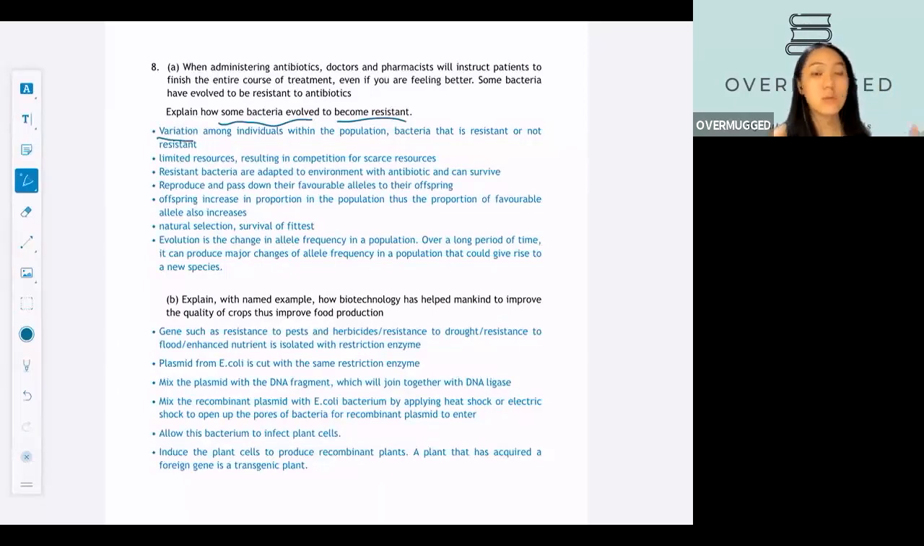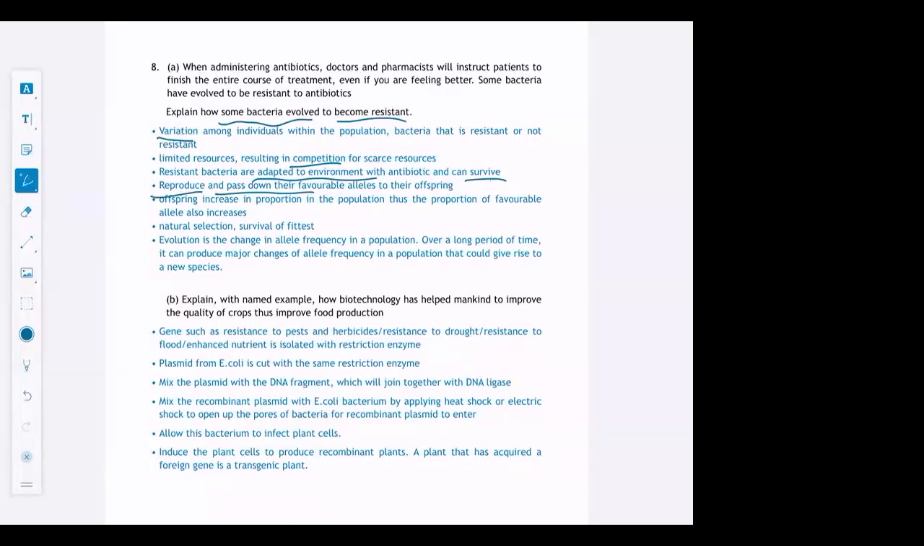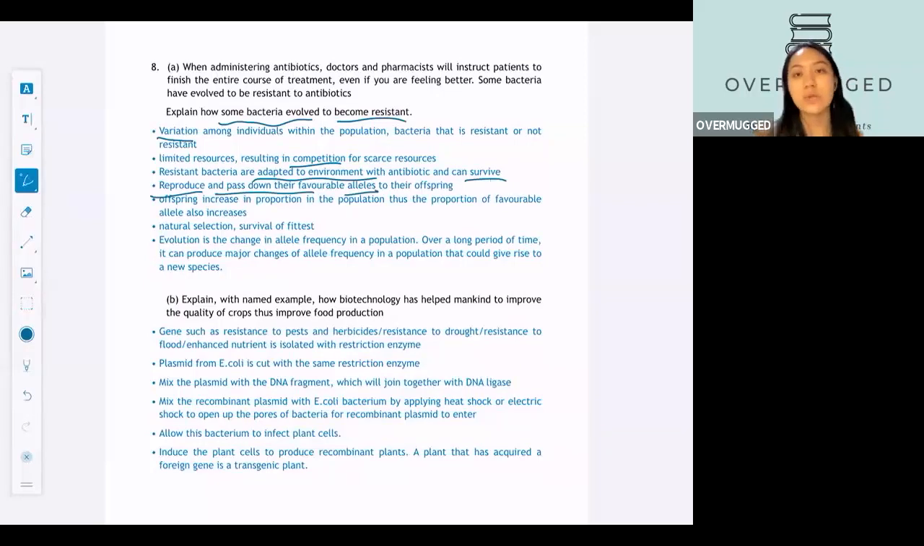Variation within population, the first part is variation, and then there is limited resources resulting in competition. So when there's variation, there will be different types, right? One is bacteria that's resistant, one is bacteria that's not resistant. So in this competition for limited resources to survive, the resistant bacteria will definitely be better adapted to the environment. Because if, let's say, we eat antibiotic, then those that are not resistant will just die. They cannot survive. But those that are resistant are better adapted, and they can survive. They reproduce and pass down their favorable allele to their offspring. So this allele is the allele that makes them resistant to antibiotic.